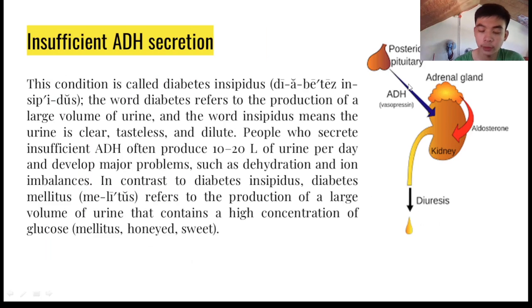So next, what will happen if the body experiences insufficient ADH secretion? This condition is called diabetes insipidus. The word diabetes refers to the production of a large volume of urine, and the word insipidus means the urine is clear, tasteless, and dilute. People who secrete insufficient ADH often produce 10 to 20 liters of urine per day and develop major problems such as dehydration and ion imbalances.